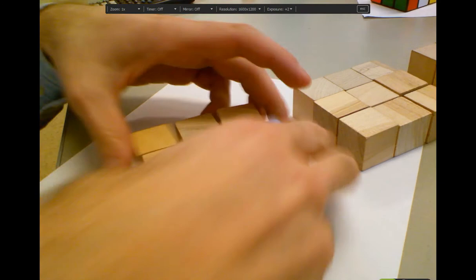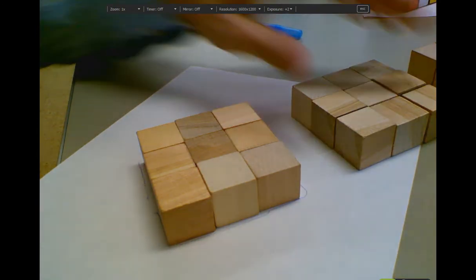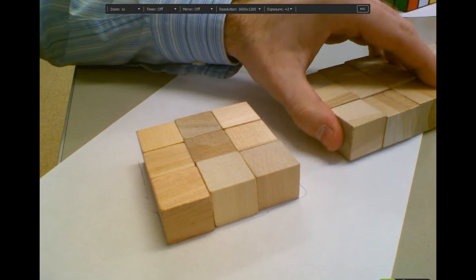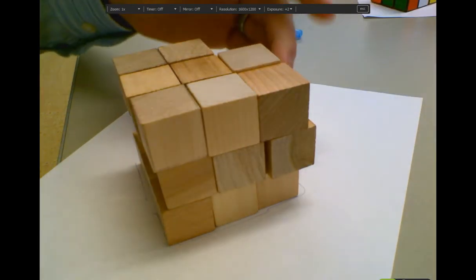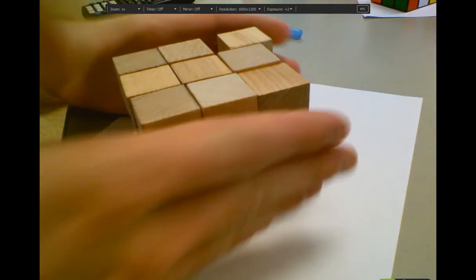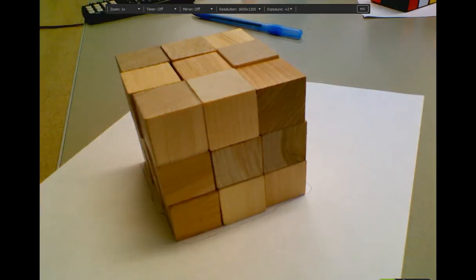Okay, the base of this, which is 9 blocks, fit in there. But then we're going to multiply it by how many layers there are. So there are 1 layer there, 2 layers there, 3 layers. So this is actually 9 times 3 layers. So 27. I could add more and more layers.